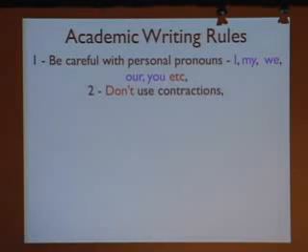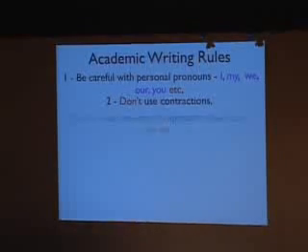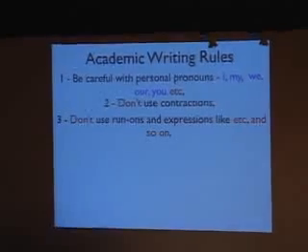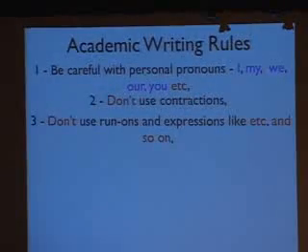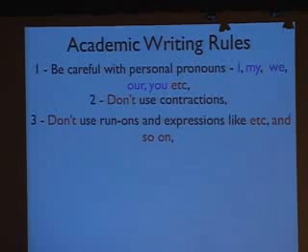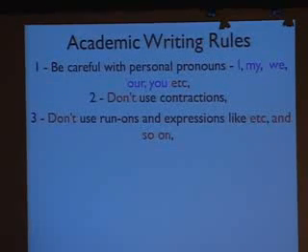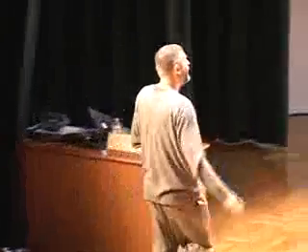Don't use contractions. This is things like don't, can't, wouldn't, shouldn't. We always use the full version. Do not, cannot, would not. And we don't use run-on expressions, things like etc. and so on. Don't say Toyota, Nissan, etc. We would say Toyota, Nissan, Honda, and other Japanese car manufacturing companies. Always explain what you're talking about. Don't use etceteras and so ons.